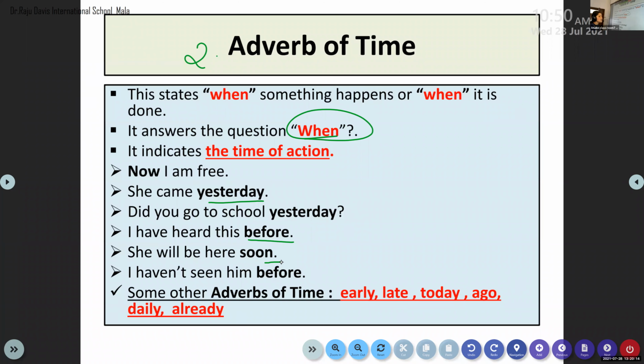I haven't seen him before. Again, before is used here. This also shows the exact time of action. To get a time, we should put the question when. It answers the question when, so it is an adverb of time. Children, it indicates the time of action. The commonly used adverbs of time: early, late, today, ago, daily, already.